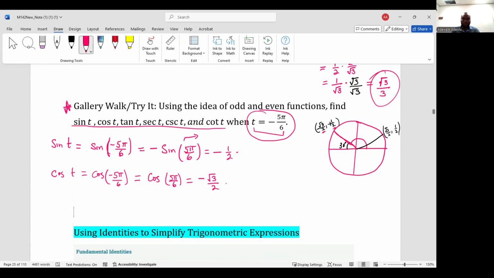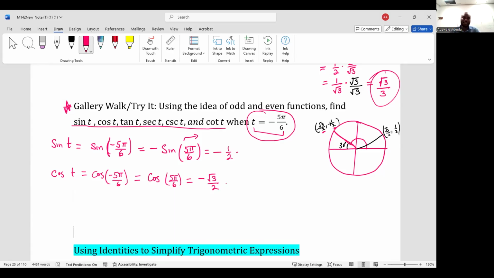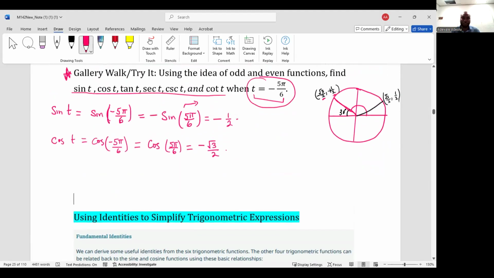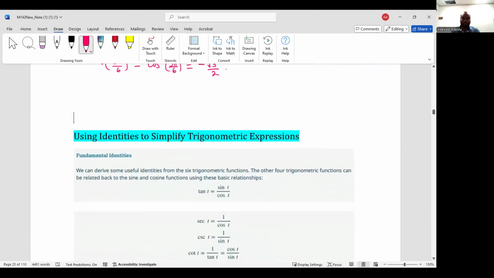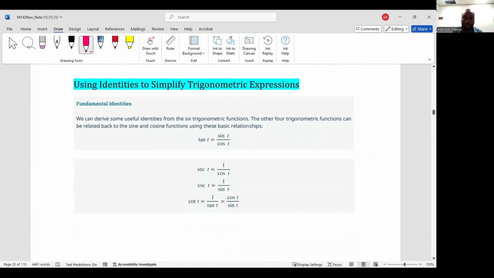Moving on, I will leave you with the remaining parts: tangent, secant, cosecant, and cotangent. You should sort that out by yourself. The next thing we want to look into is using identities to simplify trigonometric expressions. So we do know that tangent of an angle is sine of that angle divided by cosine. Secant is the reciprocal of cosine. Cosecant is reciprocal of sine, and cotangent is the reciprocal of tangent, or cosine divided by sine of that angle, just like I explained a few minutes ago.